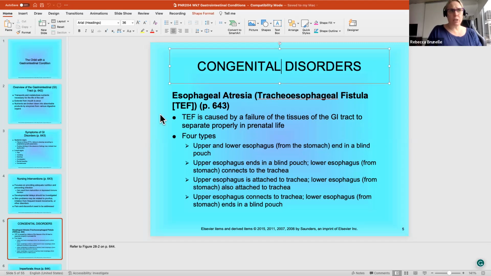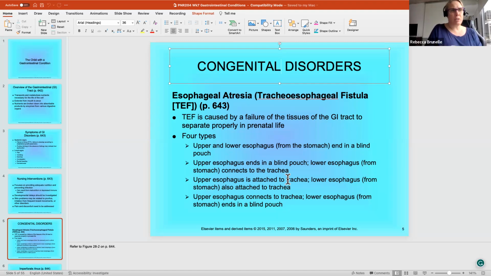The first one we're going to talk about is a TEF, which is a tracheoesophageal fistula. So this means that there's a communication between the trachea and the esophagus. I don't know if you guys know this, the trachea and esophagus are right next to each other when you look in the back of the throat. So this would be an instance where the trachea and the esophagus were connected to each other, so that when you swallowed, you would have formula or milk go down into your lungs.